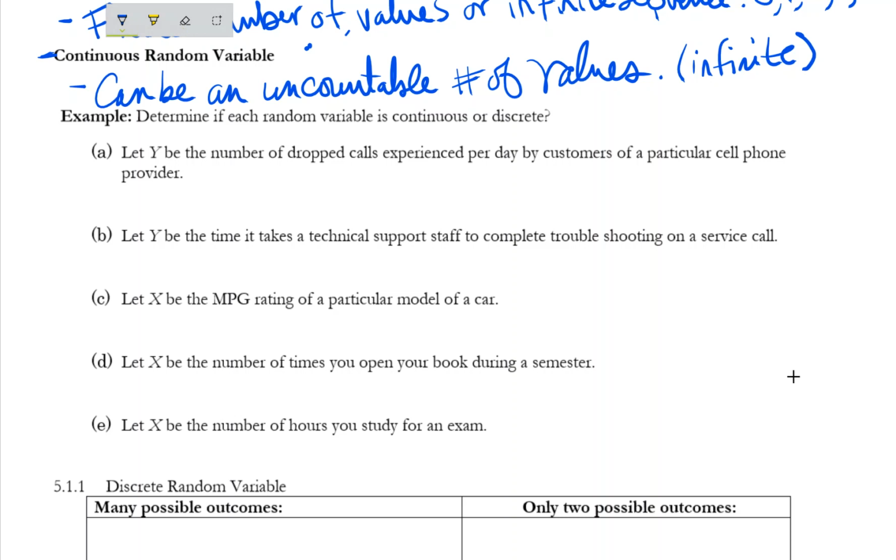Anyway, suppose Y is the number of dropped calls experienced per day by a customer of a particular cell phone carrier. I'm hoping you look at this and think, okay, number of calls, that's something I can count definitely. And it's probably not infinity, because although it might feel like you're waiting forever to get a call to work, that just means you have a bad carrier. But you can only lose so many in a day. So this is probably going to be something you can count, and that's going to make it discrete.